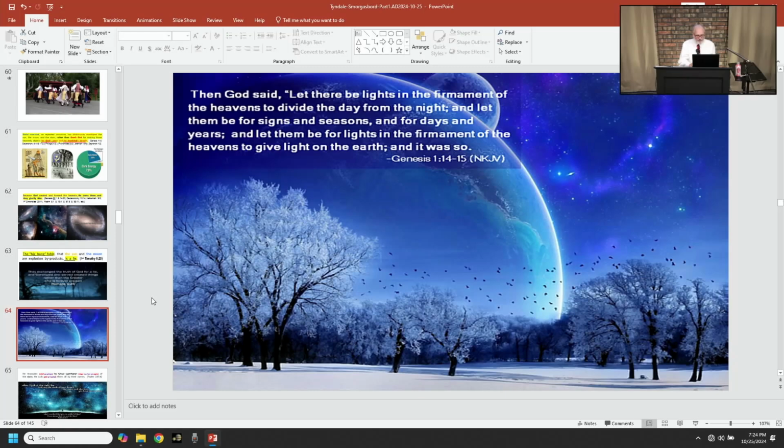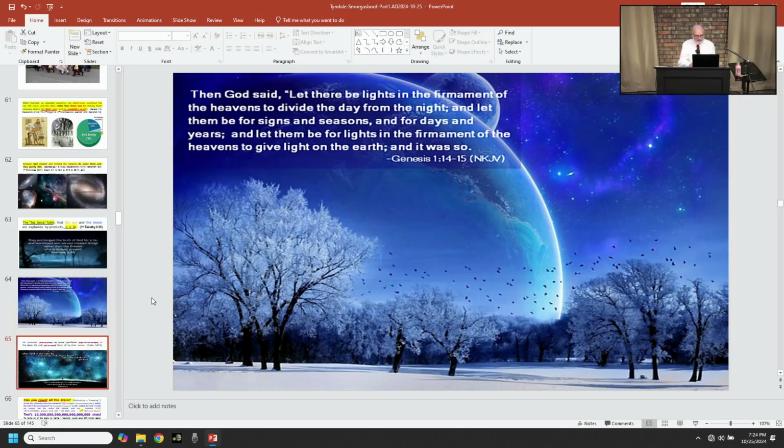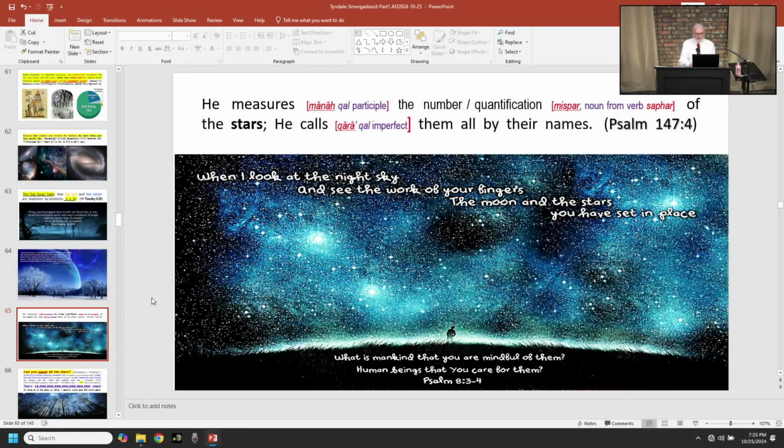The real purpose for the lights in the heavens was to divide the day from the night, and to be for signs and seasons, and for days and years, and to be for lights in the firmament of the heavens, to give light on the earth. And then, of course, as we read in the other passage, for the sun specifically to rule the day, and the moon to rule the night. And there's a whole lot of them out there. Now, he measures the number of the stars. He calls them all by name.